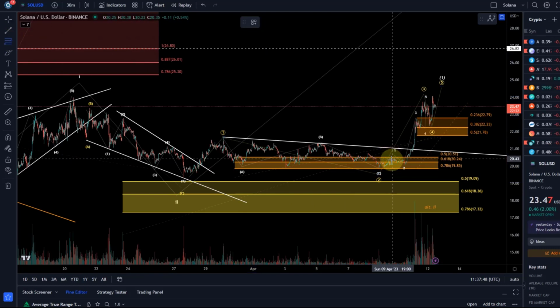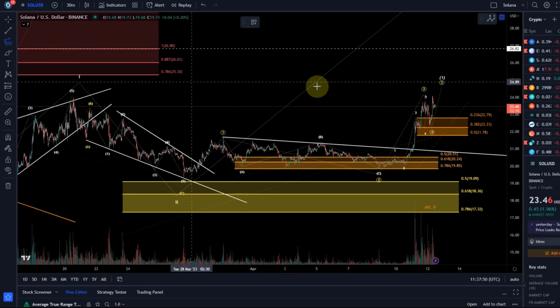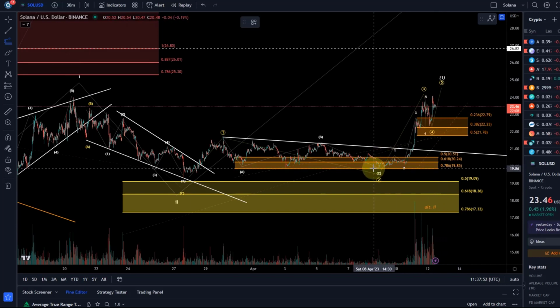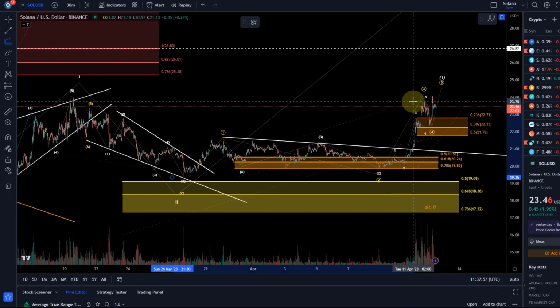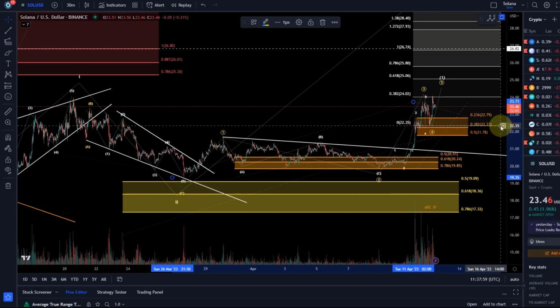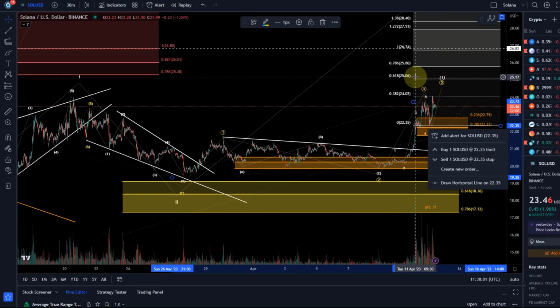If we look at targets for the fifth wave there in yellow, then what we normally do is take the length of waves 1 through 3, go to the low of the fourth wave, and the target for the fifth would be around $25. The 61.8 extension is an ideal target for a fifth wave.